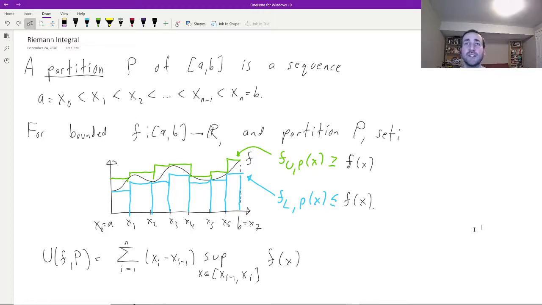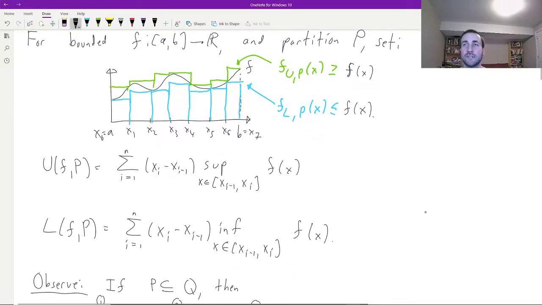I define a partition P of the interval [a, b] to just be a sequence of points x0 strictly less than x1, strictly less than x2, and so on, strictly less than xn, with endpoints xn equal to b and x0 equal to a. Next, for a bounded function f from the interval [a, b] to R and a partition P of the same interval, I define upper and lower integrals according to these two functions here. Now, you can look at the equations here, but it's sometimes easier to think about the pictures, and I'll say what's going on here.